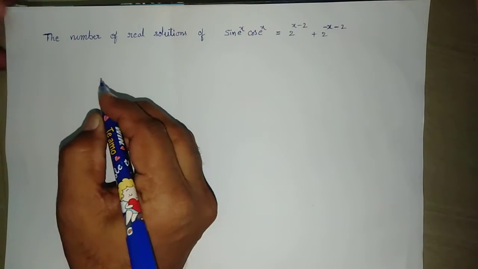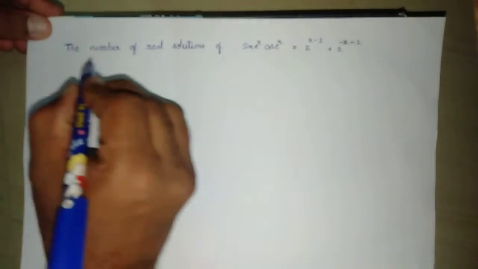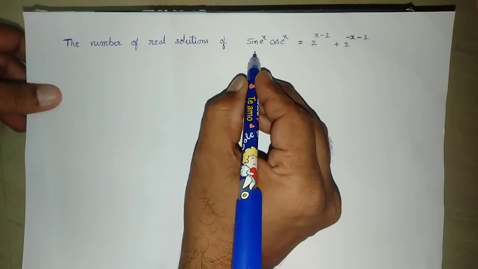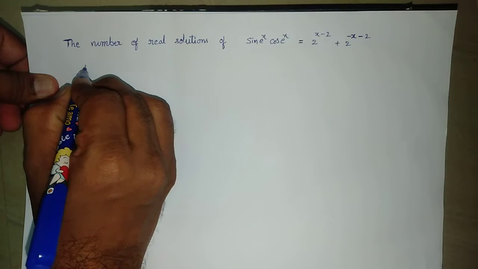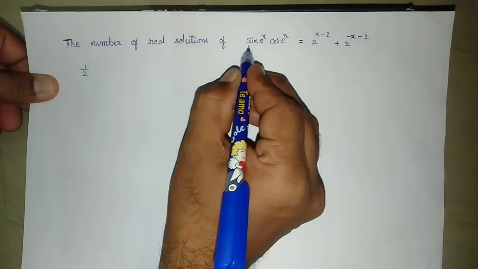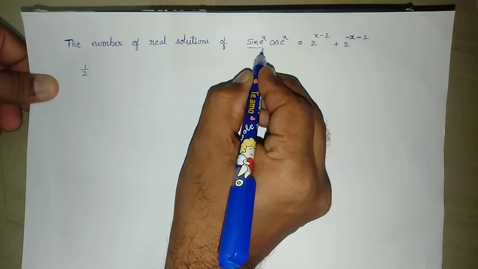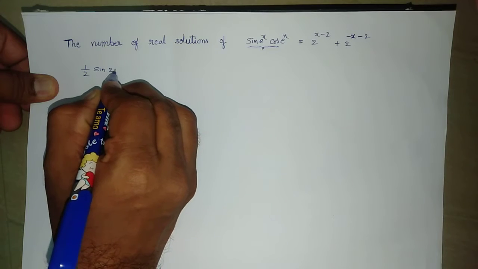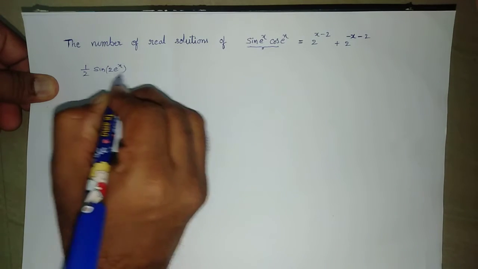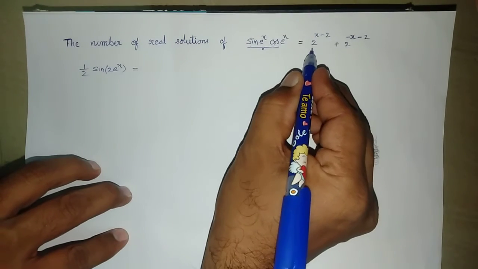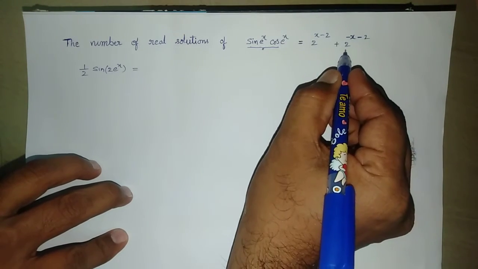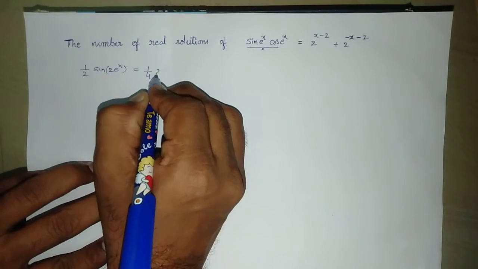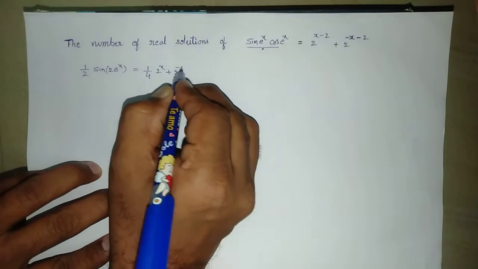So let us see the solution of this problem, my dear students. On the LHS, what I am doing, multiplying and dividing with 2, then what happens? 1 by 2 into, I can write 2 sin e^x cos e^x. 2 sin a cos a means it is sin 2a, it becomes sin 2e^x, equal to, on the RHS, it is 2^x upon 2 square. This is 2^(-x) upon 2 square, that is 1 by 4 multiplied by (2^x + 2^(-x)).